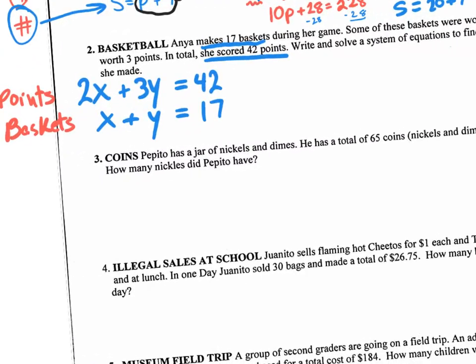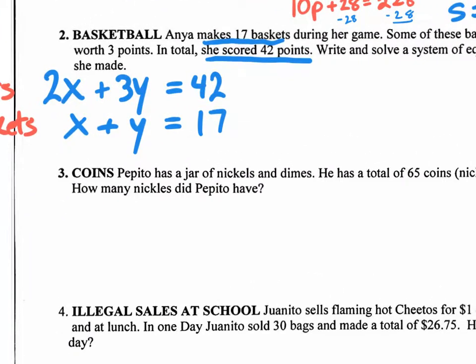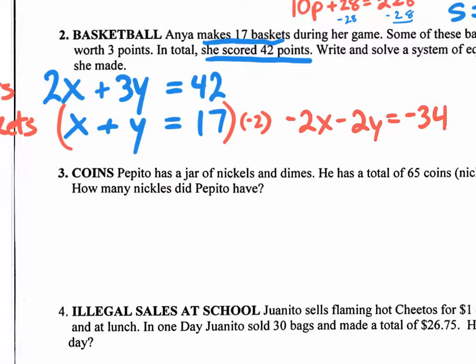And now let's solve this system right here. What would you like to do? I would multiply the bottom equation by -2. You don't have to put the multiplication by -2 on this side, but you can, just so you know how you get this new equation down here. So the new equation is going to be -2x minus 2y equals -34, because 17 times -2 is -34. Top equation is going to stay the same: 2x plus 3y equals 42.